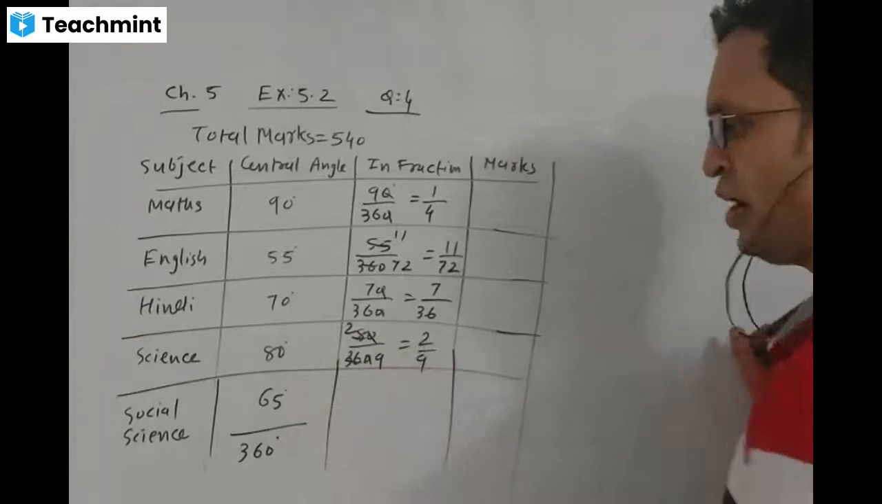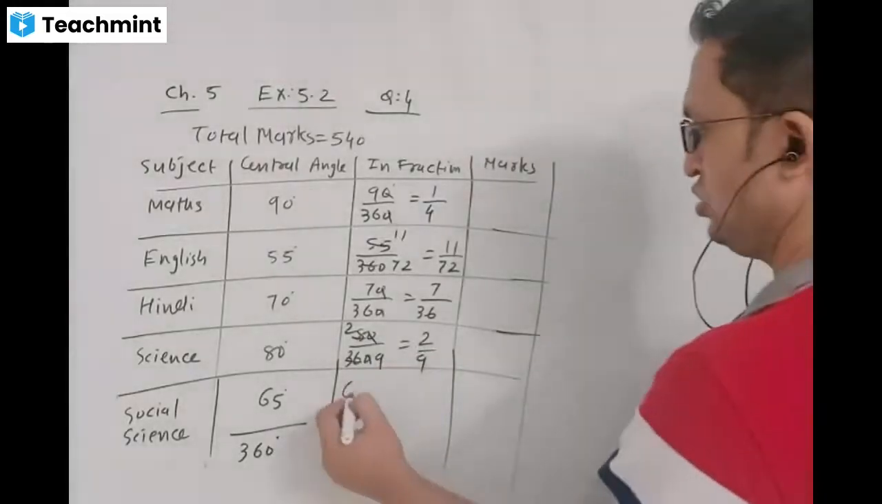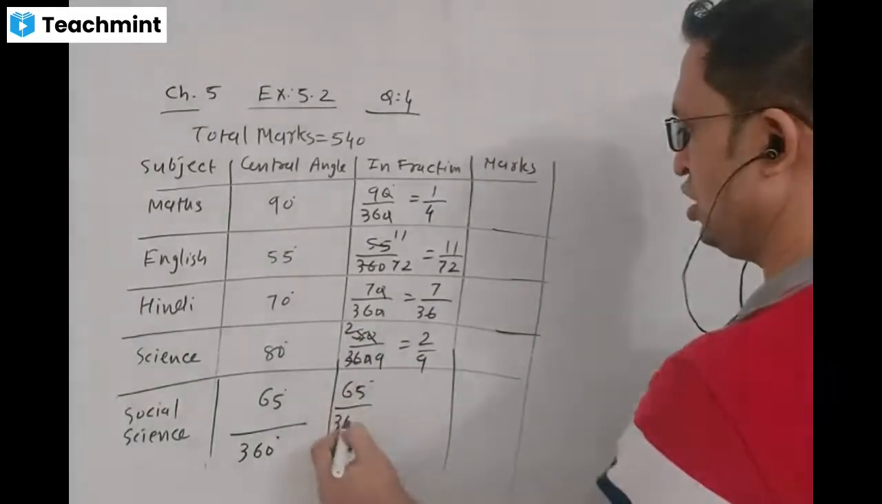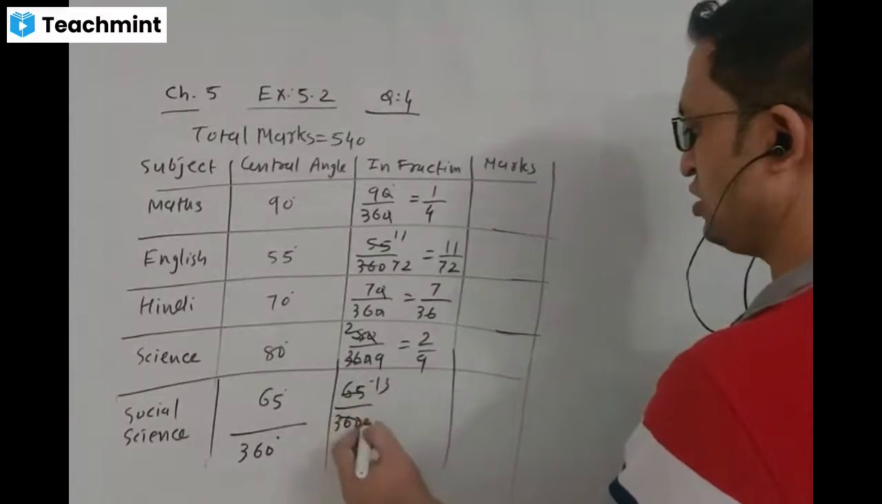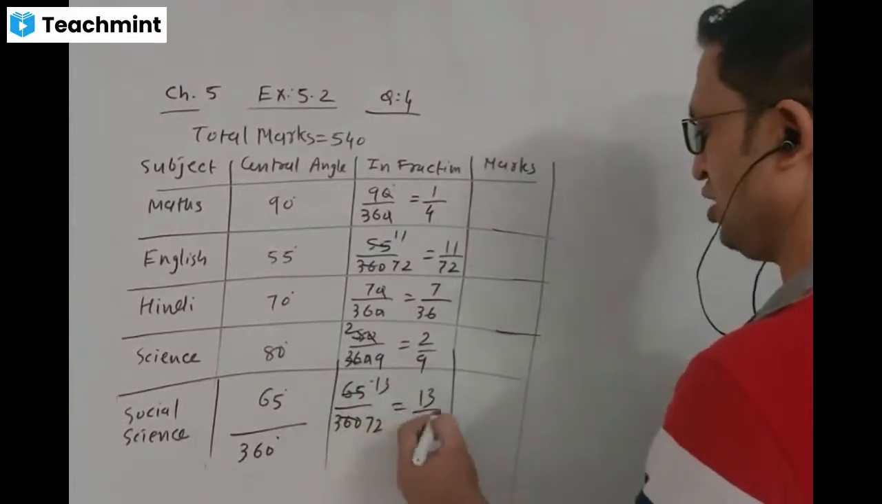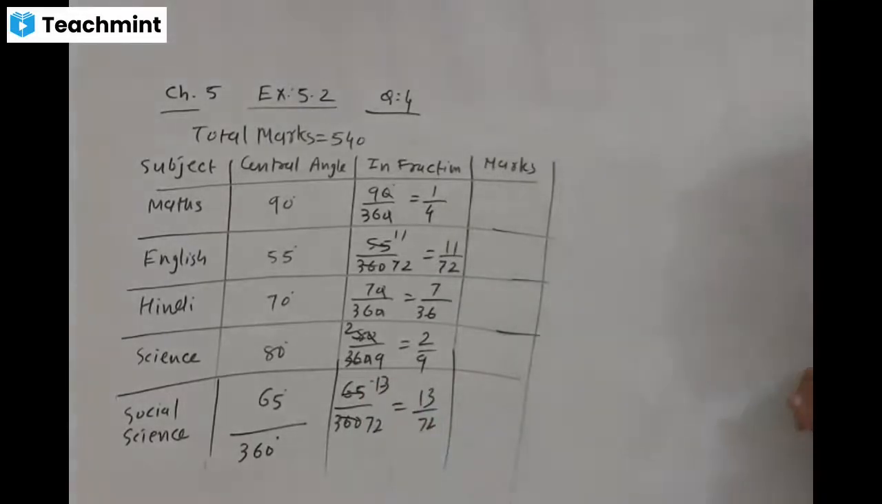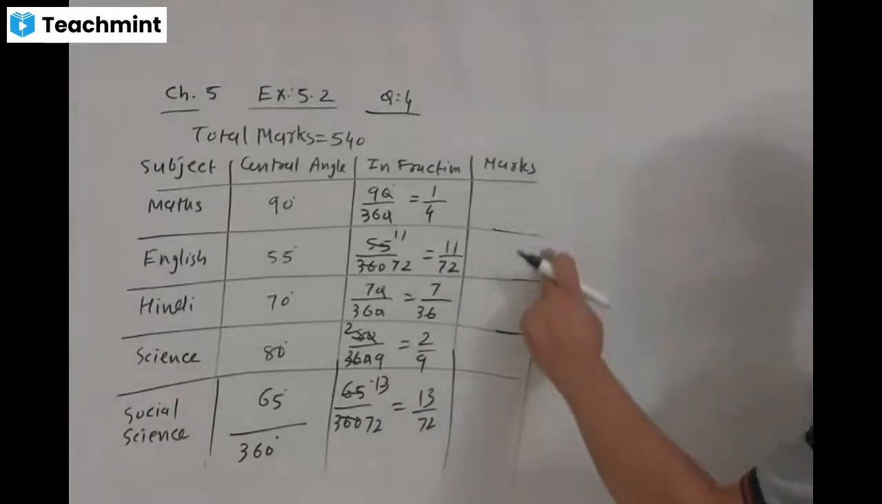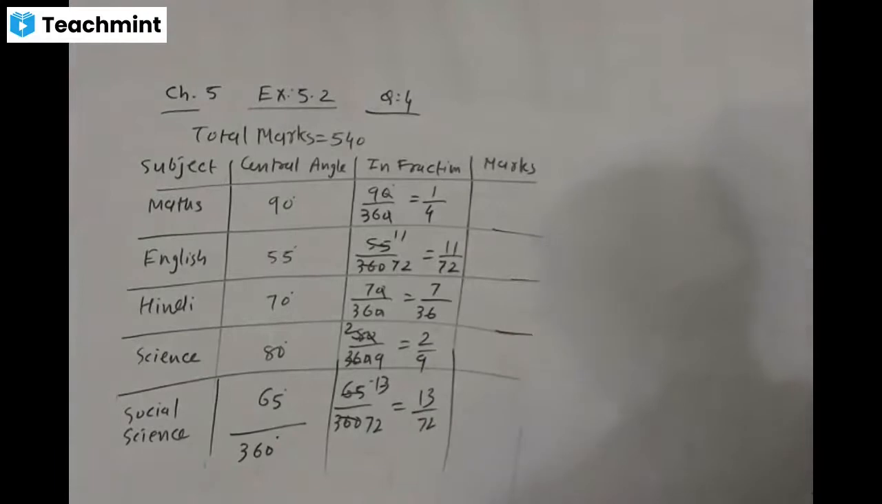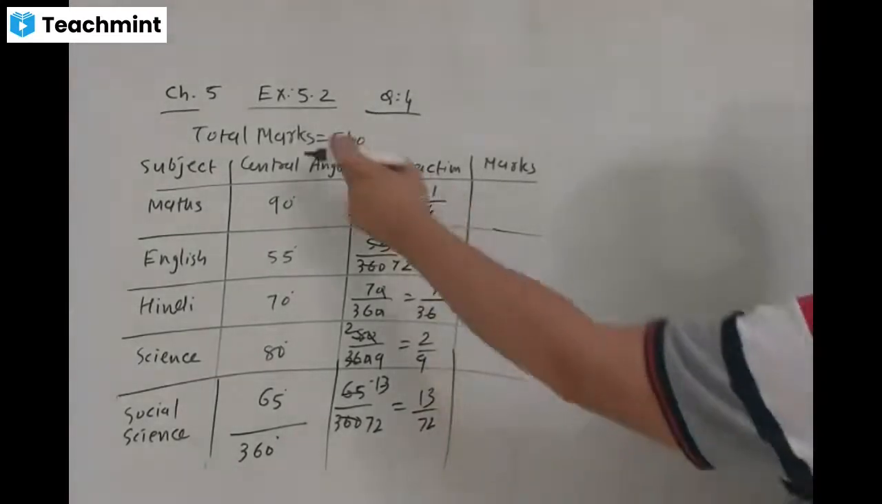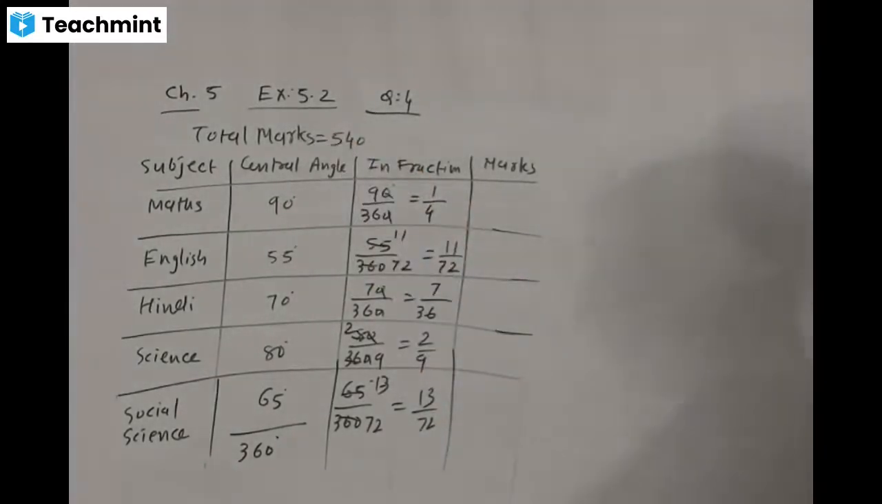That is equal to 2 by 9. And 65 by 360: 13 fives are 65, 72 fives are 360, that is 13 by 72. And convert into the number of marks. The fraction form is multiplied by total marks 540.